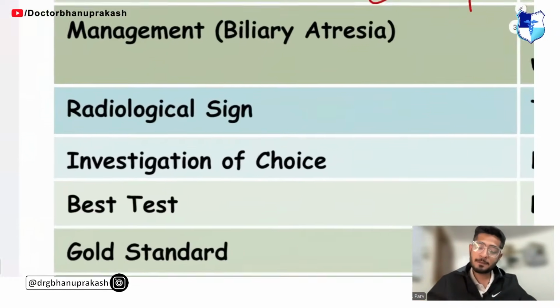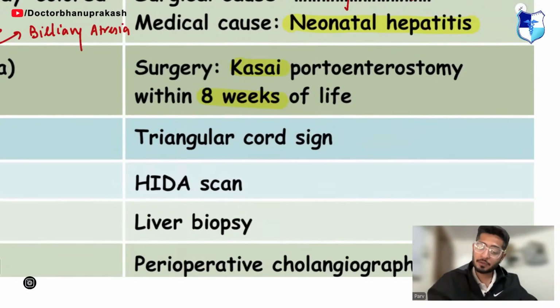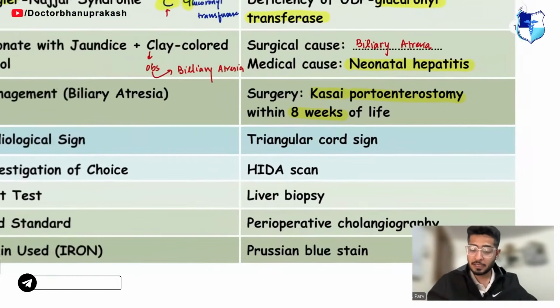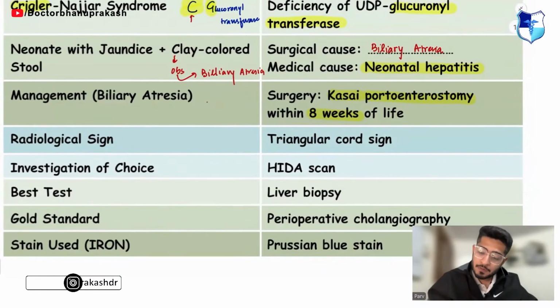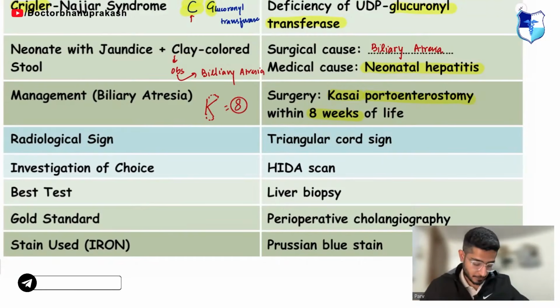What is the name of the surgery we do for biliary atresia? Kasai's portoenterostomy, which has to be done in the 8 weeks of life. So how to remember? This is K, and if you just join these, it becomes like 8. So it has to be done in 8 weeks of life.